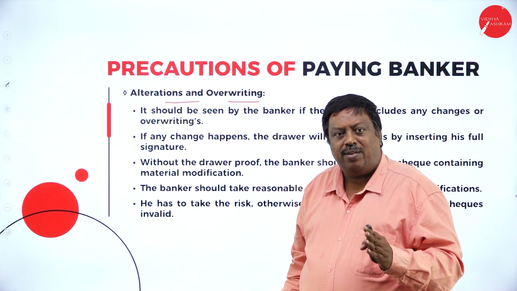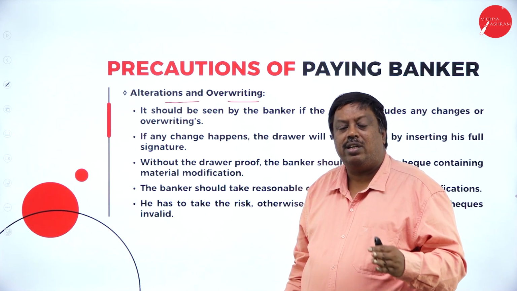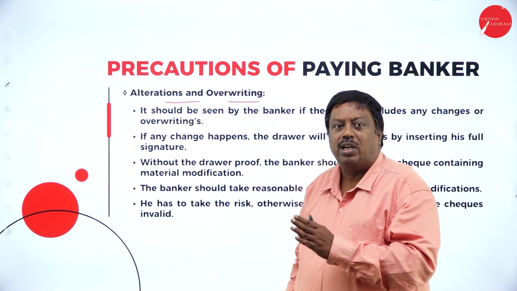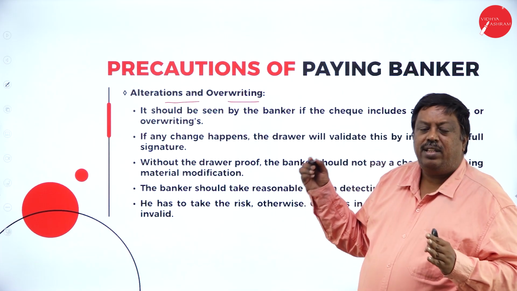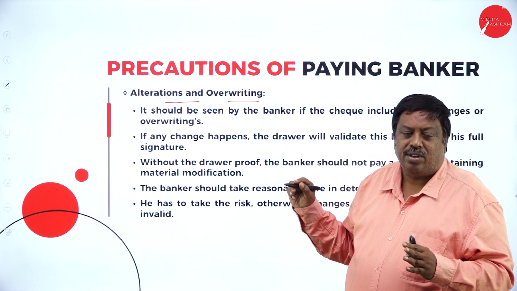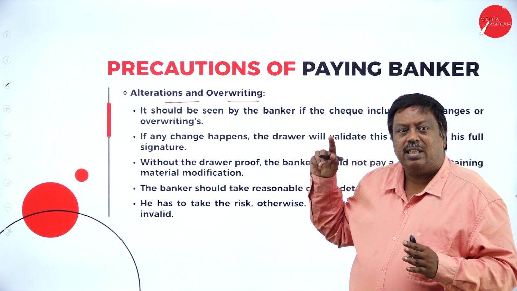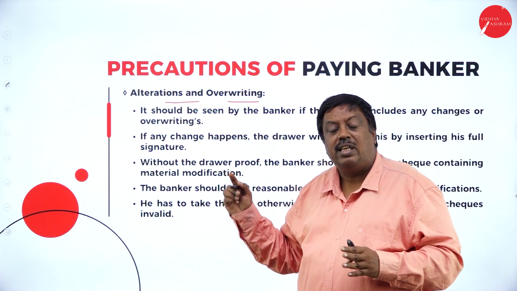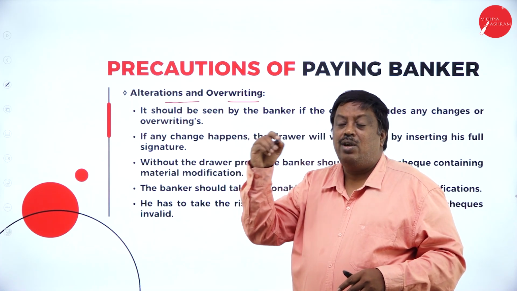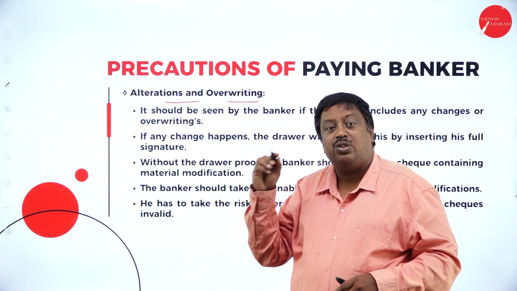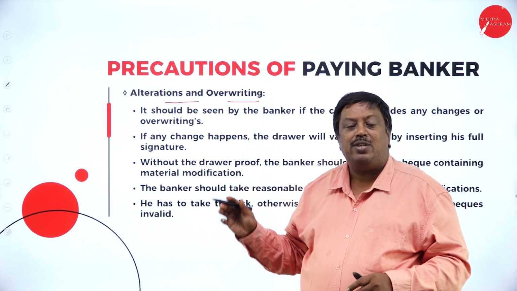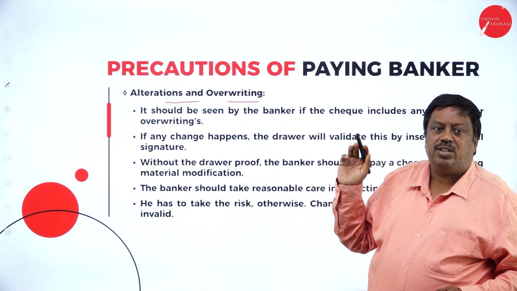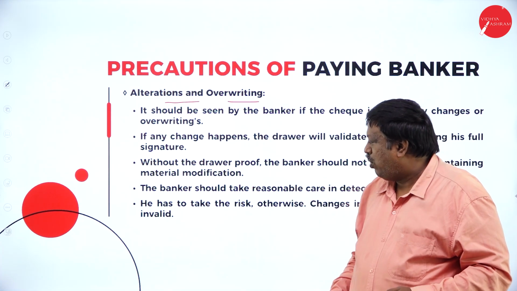Then they have to verify and inform the drawer that something has happened, whether you have issued the check or not, because after the alteration there is no signature. So whenever the customer, the drawer of the check, makes any alteration or overwriting, he has to make a full signature below or next to that one. Only then should the payment be made by the paying banker to the person who has presented the check, or else he has to face the problem.